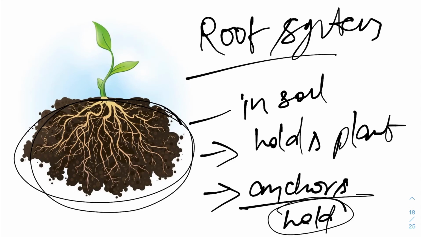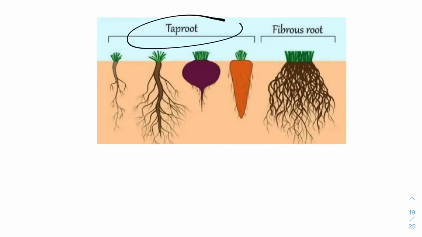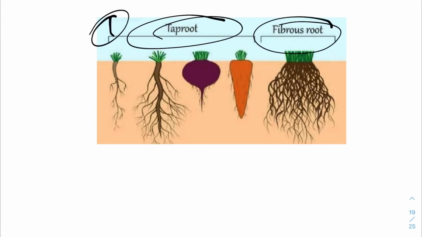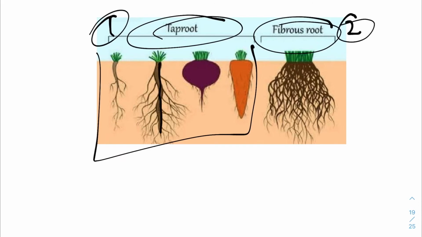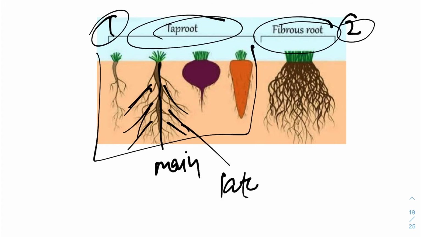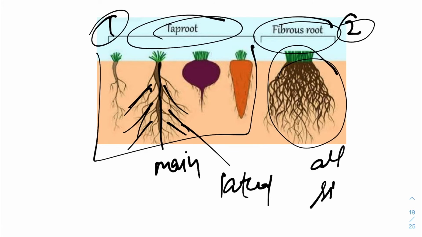Now, there are two kinds of root: taproot and fibrous roots. These are types of taproot, in which there is one main root and these small parts are known as lateral roots. When all roots are similar, this kind is called fibrous roots. Okay, so there are two main kinds of roots.